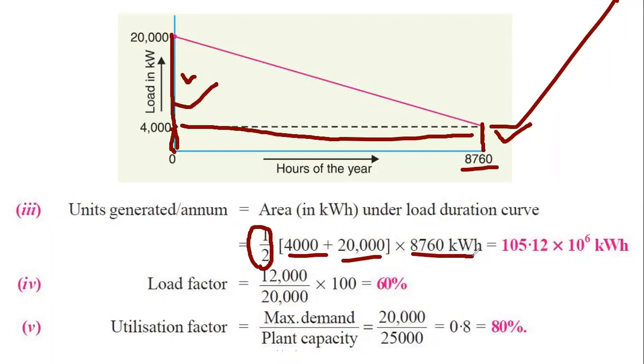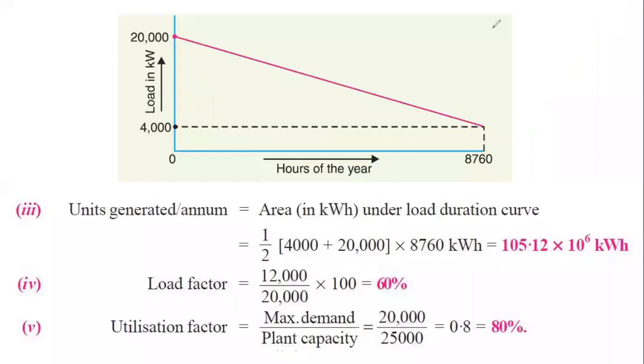You can use this formula, or you can use the triangle and the rectangle area. Both values will be the same because the area is always the same. This is geometry, so there will be no change. So that is the units generated per year.